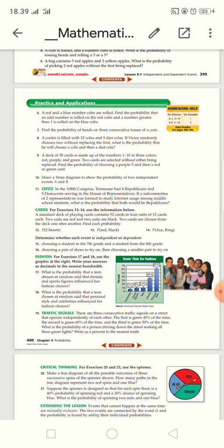10. Draw a Venn diagram to show the probability of two independent events A and B.